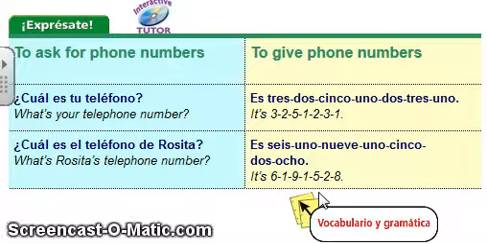Y soy señora Rhodes. Hoy vamos a hablar de los números de teléfono.